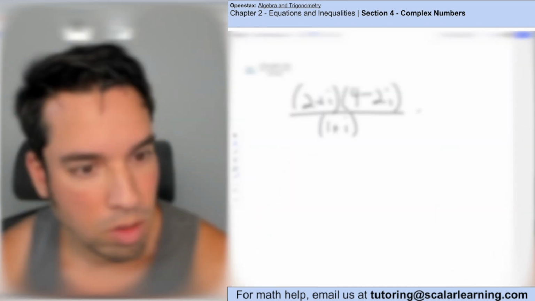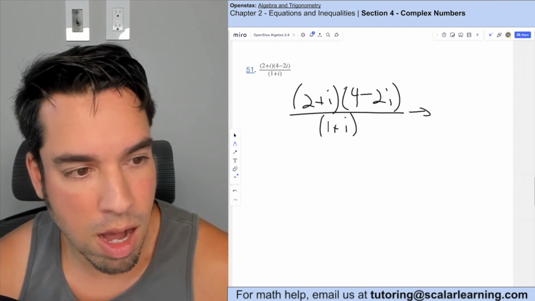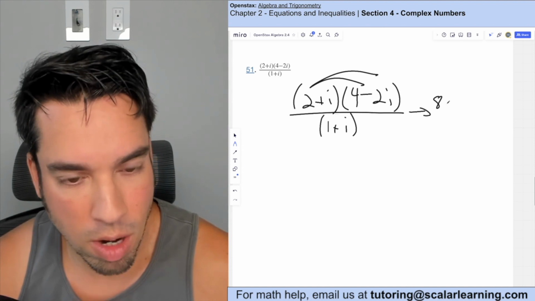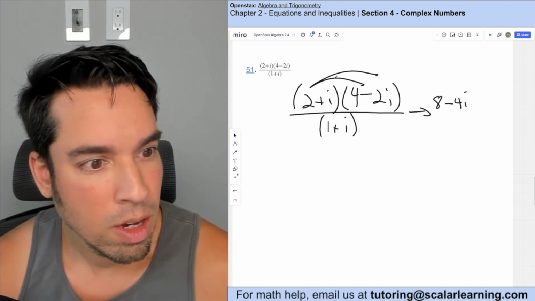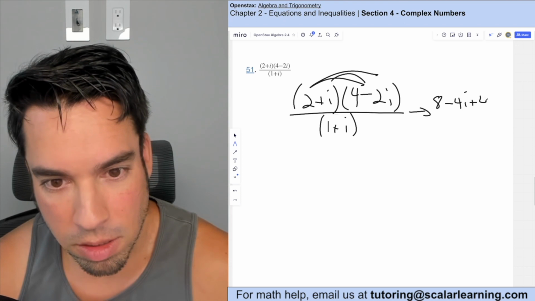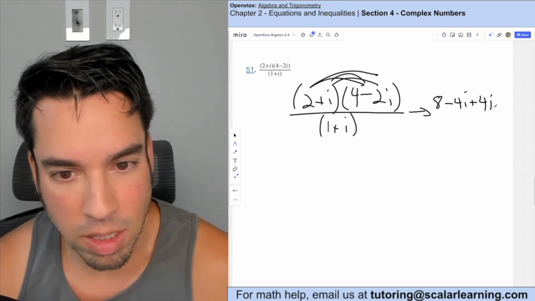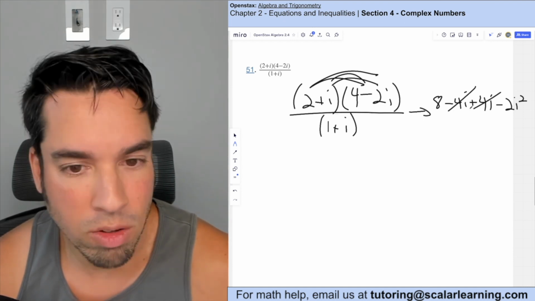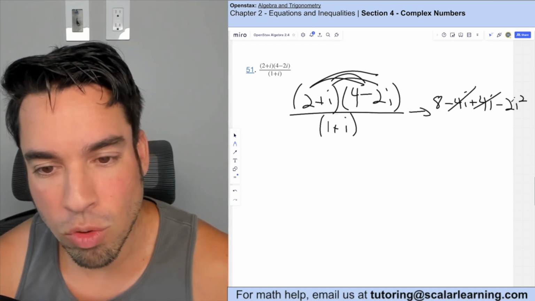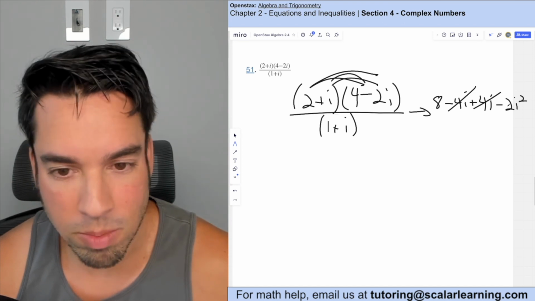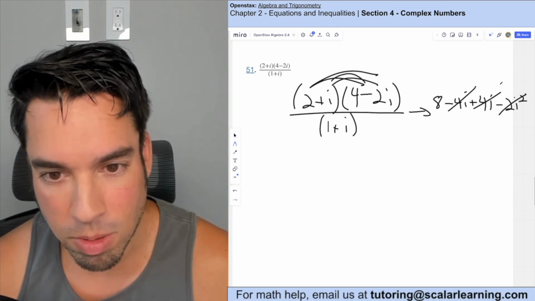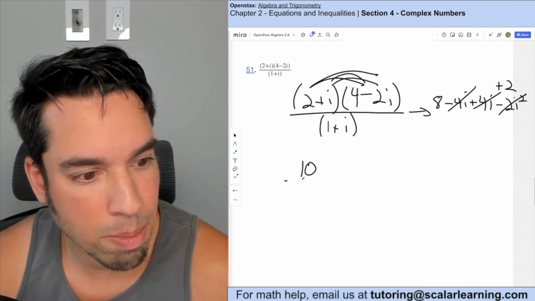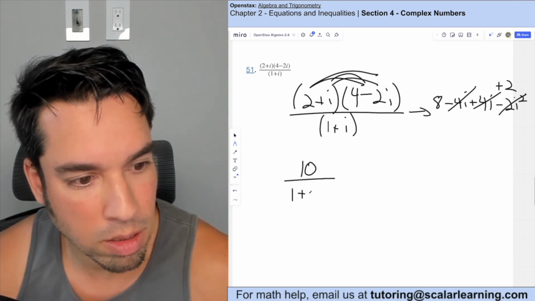Boom, done. So the first thing I'm going to do is FOIL this top. So I've got 2 times 4, which is 8. And then 2 times -2i, that's -4i. And then i times 4 is positive 4i. And then i times -2i is -2i squared. These are going to cancel out nicely. And then -2i squared, that's -1 times -2, right? i squared is -1, so it becomes a plus 2. So then we get 8 plus 2, which is 10 on top over 1 plus i.